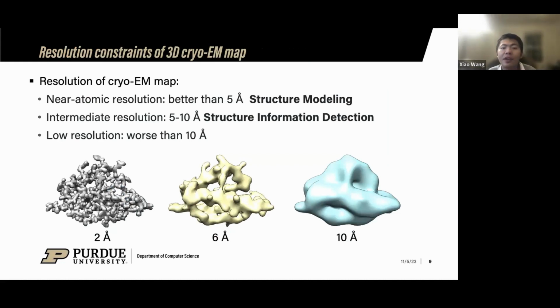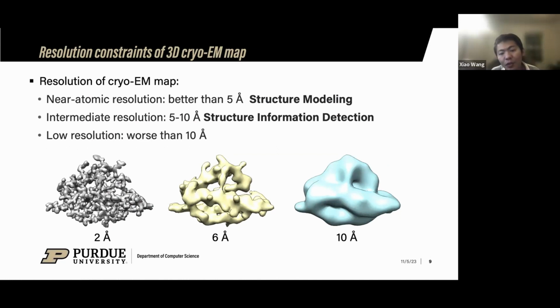Briefly, we can divide the cryo-EM map resolution into 3 different levels. The first level is near atomic resolution, which is higher than 5 angstrom resolution. There we can use deep learning or other technologies to determine the atom types as well as the residue and nucleotide types to help us do full atomic structure modeling.